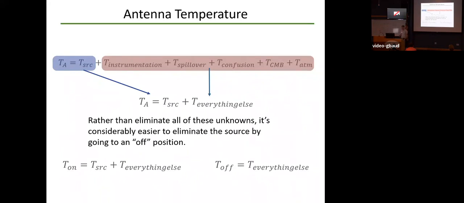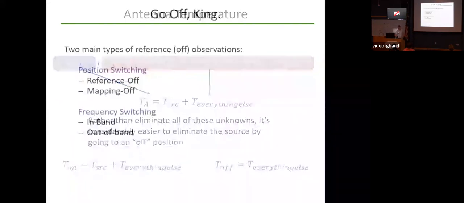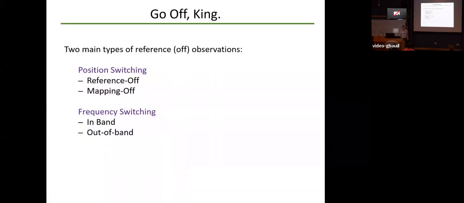So in practice, it is considerably easier to eliminate the source by going to an off position where we're measuring all of that other stuff in red. The ways that we do this are through different kinds of switching. We have position switching and frequency switching mostly that we're going to be talking about. You saw Dave mention off positions and also mapping. I'm not going to talk about mapping here because he'll cover that in a later talk, but it's going to be the same types of stuff we're looking at.